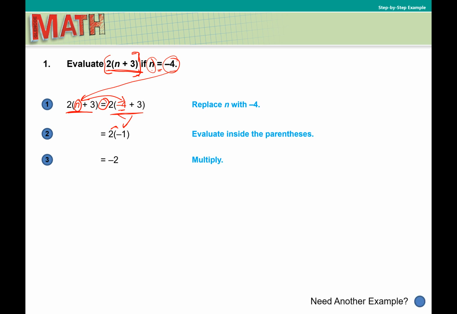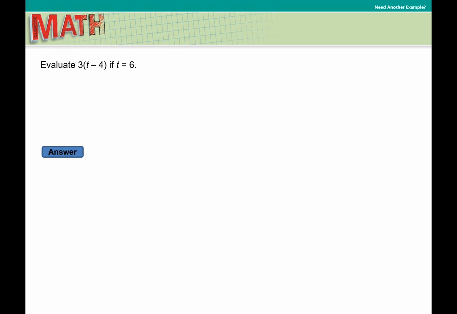Okay, so what this says is that when you take this expression, 2n plus 3, and when you plug -4 in for n, you get an answer of -2. Okay, so when n is -4, then the expression equals -2. And that's what it means when it says evaluate. It just wants you to work that expression out with the given variable. Okay, go ahead and work this on your own. Check your answer when you're done.